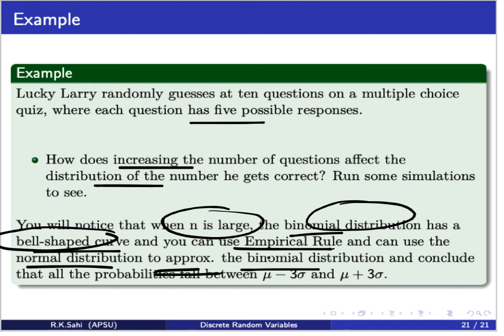So what this simply says is that if you have a very large number of trials and your distribution is binomial, then we can approximate it by a normal distribution, and we can use empirical rules, and our life would be very easy.